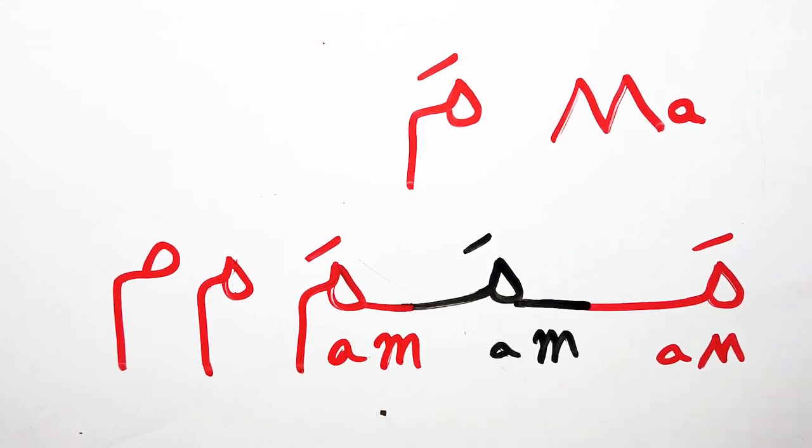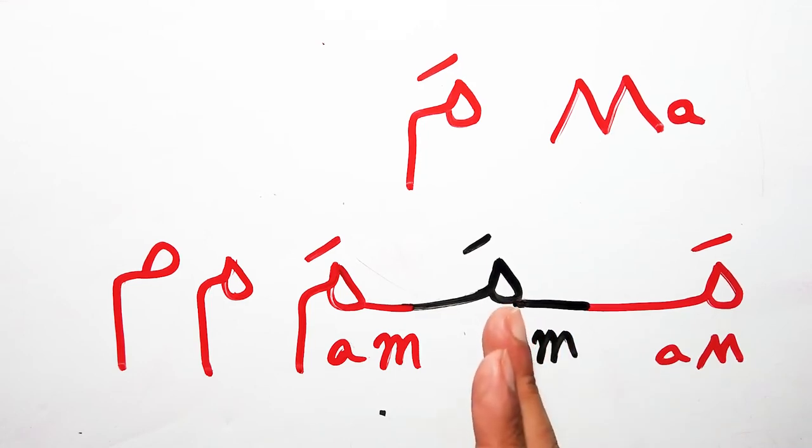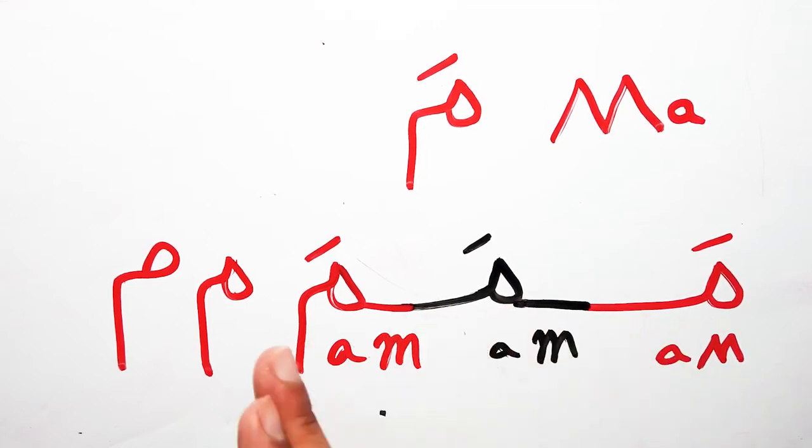As you see, ma and all the previous letters that we learned up to now, they can get connected from the right and the left. Later, we're going to learn some other letters that they just get connected from the right side. Okay?